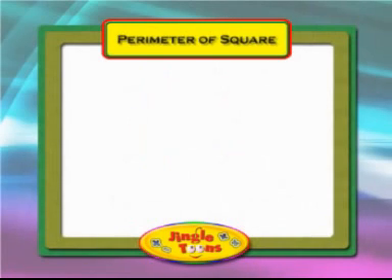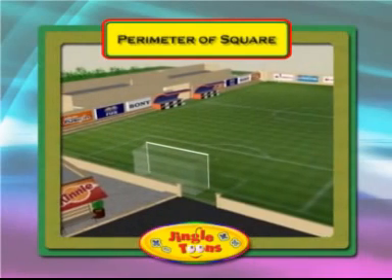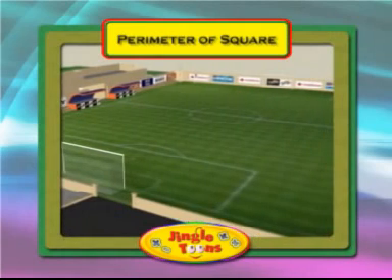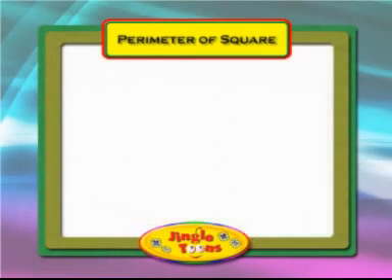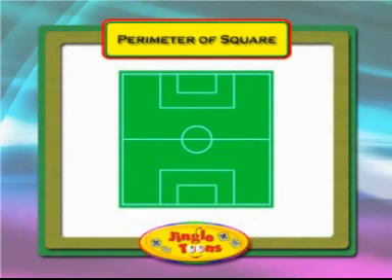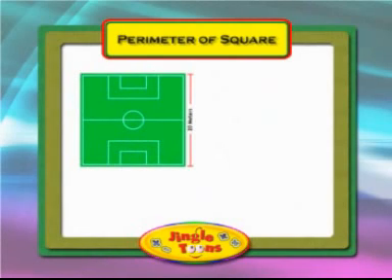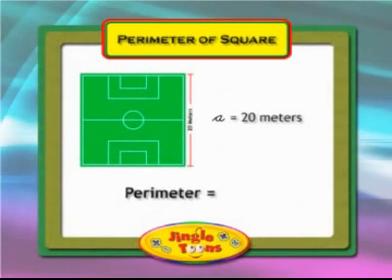To calculate the perimeter of a square-shaped playground, you have to substitute the side length of this ground in place of A. Let us see how. Let us assume this is your ground and its side length is 20 meters. So we use the formula in this way. A is equal to 20 meters and the formula of perimeter is equal to 4 multiplied by A.